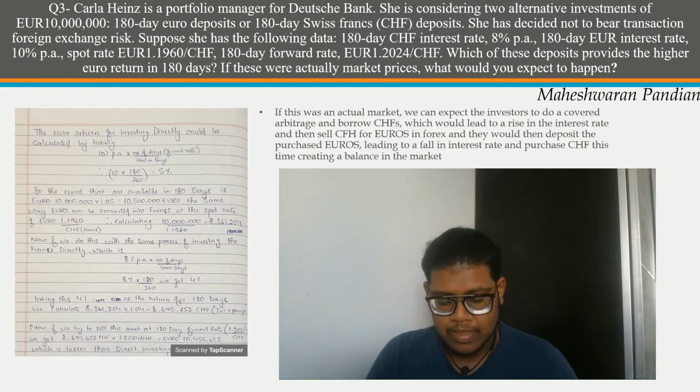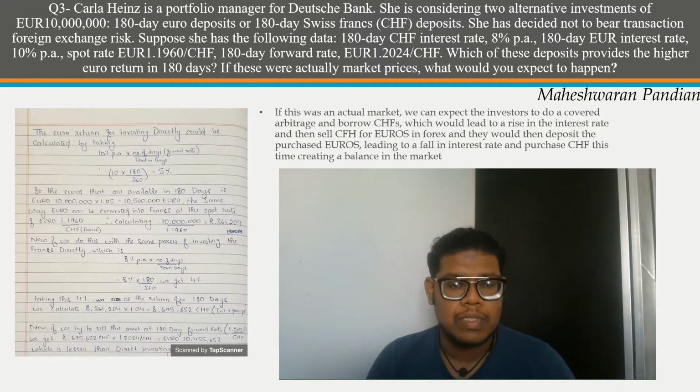If this was an actual market, we can expect the investors to do covered arbitrage and also borrow francs, which would lead to a rise in the CHF rates. Once the rate rises, they sell the CHF for euros in the forex, and also they deposit the purchased euros, which would eventually lead to a fall in the interest rate of euros, and then they would do the same process by purchasing CHF. By doing this, they bring a balance in the market.